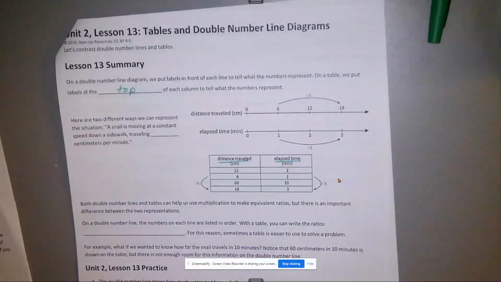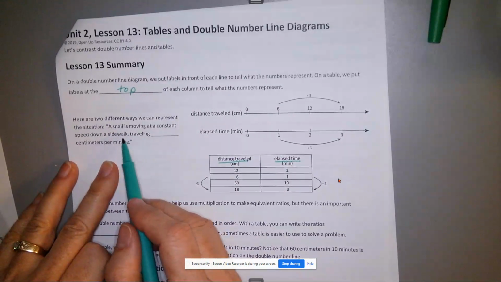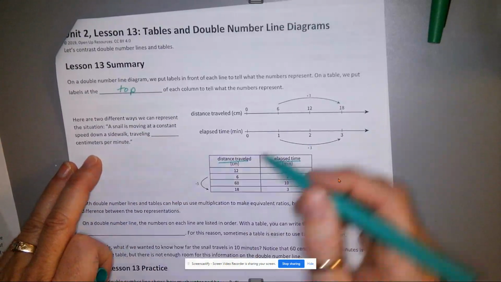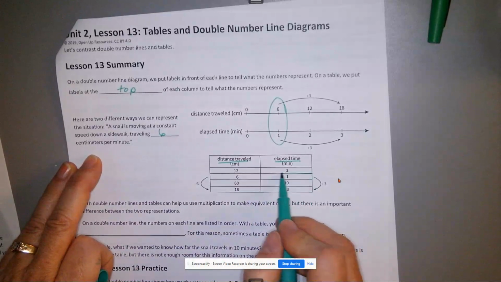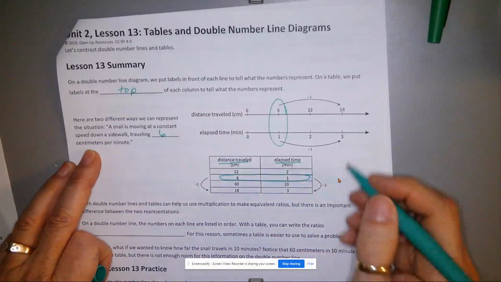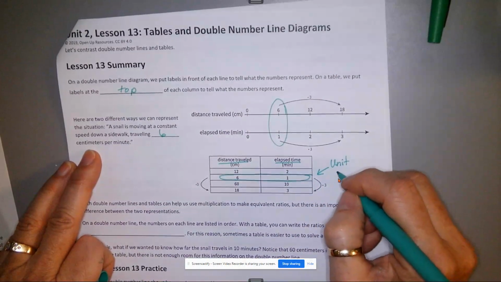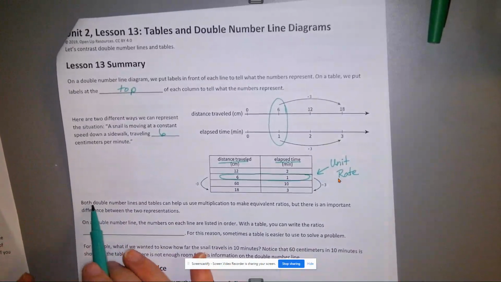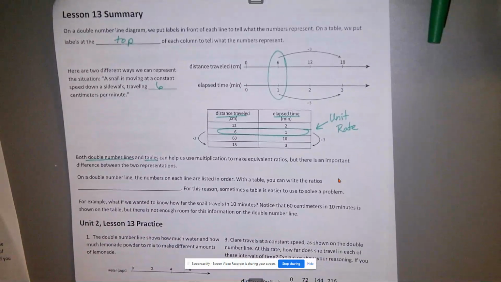There are two different ways we can represent a situation. A snail is moving at a constant speed down a sidewalk, traveling blank centimeters per minute. We see that right here, 6 centimeters per minute. We also see that right here. That is our unit rate comparing to 1. Both the double number line and the table help us to use multiplication to make equivalent ratios. But there is an important difference.